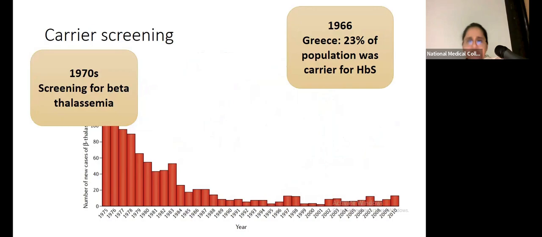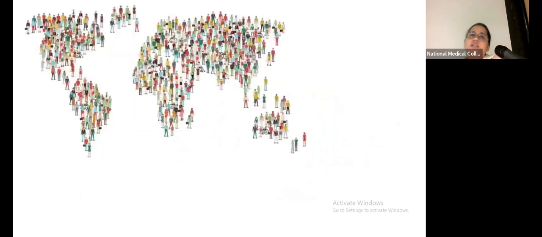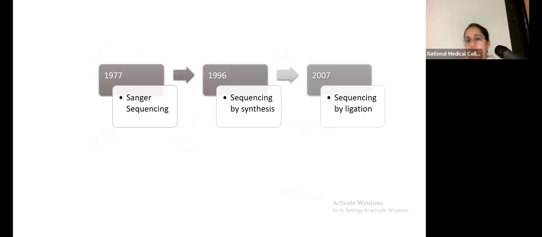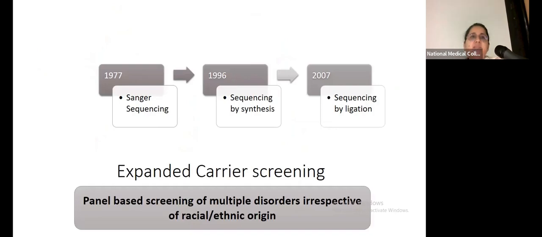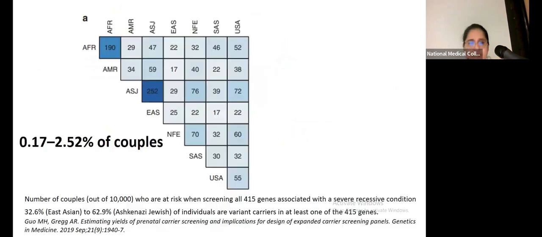But then ACOG in 2009 said that it's becoming increasingly difficult to assign a particular ethnicity to one individual. So with the advent of increasing sequencing technology at our hand, they gave the term expanded carrier screening, which means nothing but panel-based screening, that is, selecting a number of genes of multiple disorders, irrespective of racial and ethnic origin, to be offered to couples who wish to know their carrier status for the same.